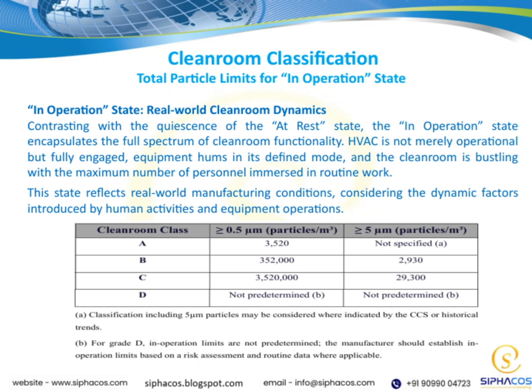During operations, particle counts can fluctuate, which is why we set specific limits for what's acceptable. These limits are crucial. They ensure that even with maximum activity, the environment remains within the required cleanliness standards. So, in essence, the in-operation state is about managing real-world conditions, balancing the activity levels with strict cleanliness requirements to keep everything running smoothly and safely.